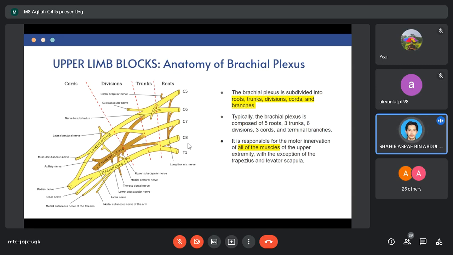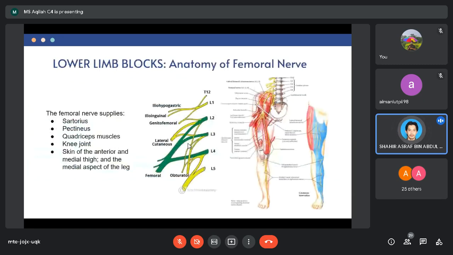For lower limb, the most important to know are the femoral and sciatic blocks, and then not to forget the ankle block.